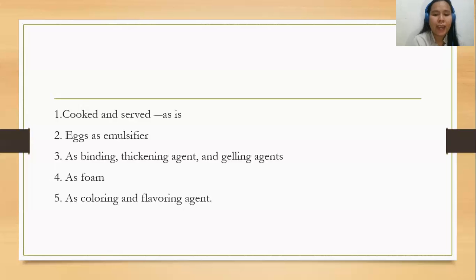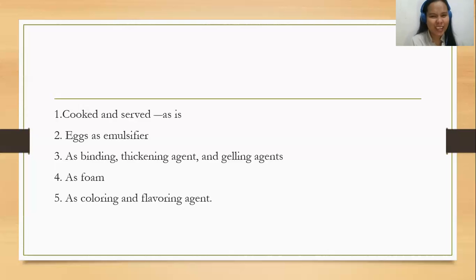Fourth one, it acts as a foam. When egg is beaten, albumin or the egg white is denatured. Air is incorporated as the white is stretched into thin films, and with continued beating, the air cells are subdivided and volume is increased. Thus, foam is produced, which is commonly used for baking purposes also. Lastly, they can also be used as coloring and flavoring agent.